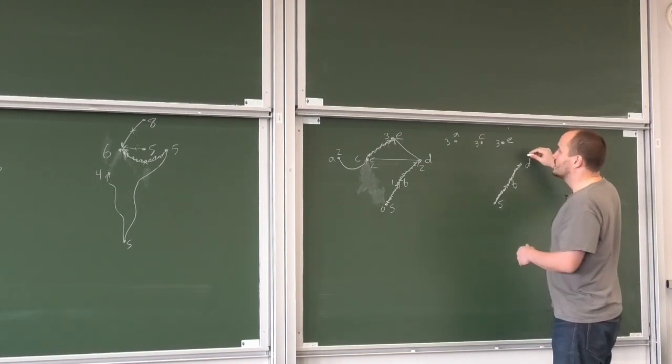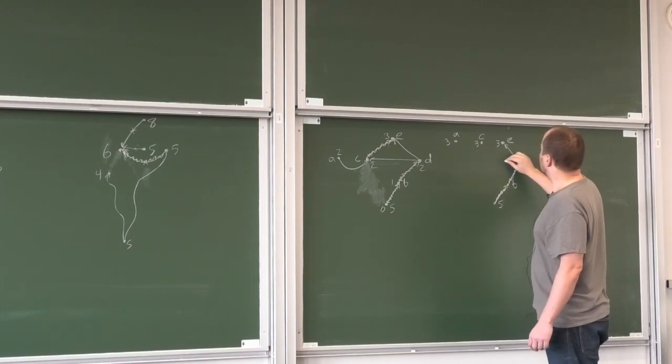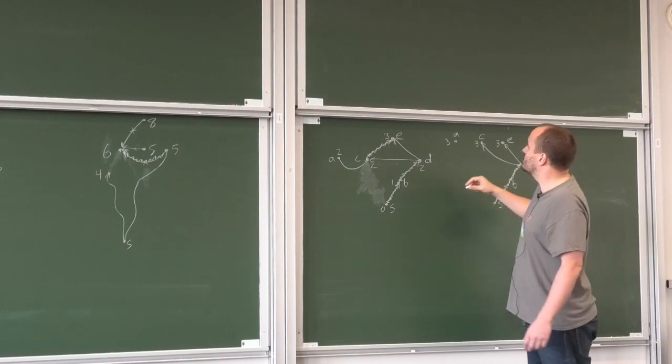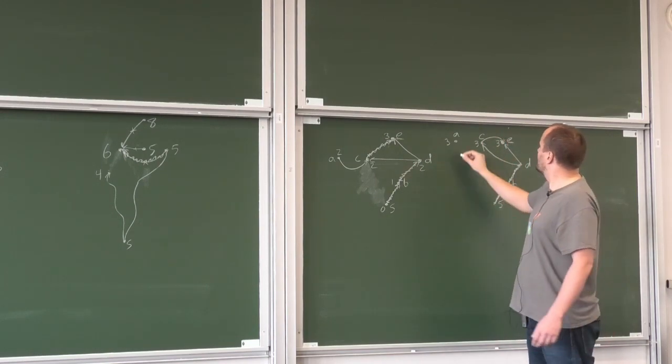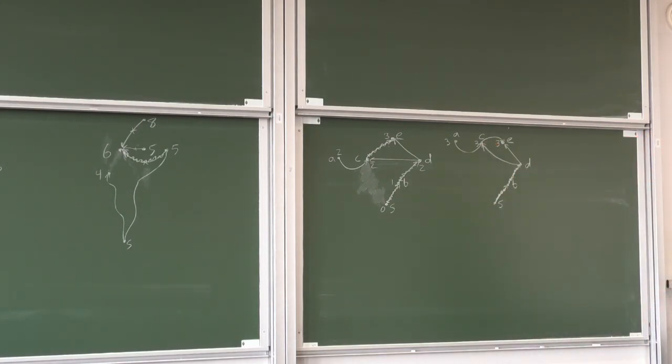Okay, and now let me draw the last edges. So there's an edge going here. There's an edge going to C. And there's an edge going from C to E. And there's an edge going from A to C. Did I draw them all correctly? Okay.